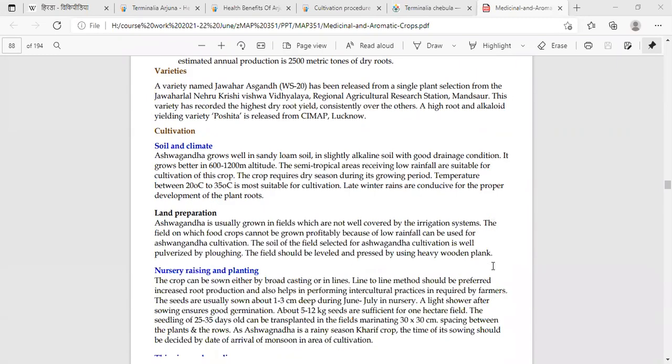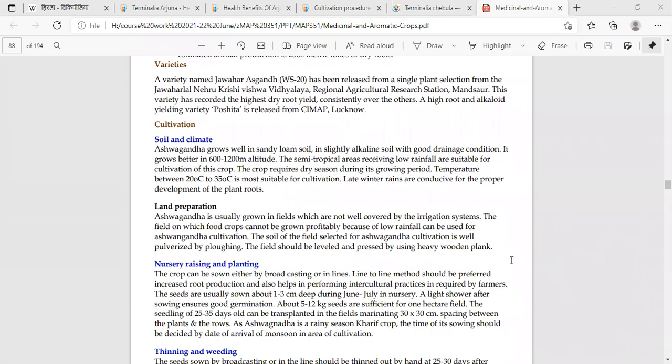Then cultivation practices, how this ashwagandha can be cultivated. So the soil and climatic requirement for ashwagandha: it grows well in a sandy loam soil, in slightly alkaline soil with good drainage condition. It grows better at 600 to 1200 meter altitude. The semi-tropical areas receiving low rainfall are suitable for cultivation of this crop. The crop requires a dry season during the growing period. Then a temperature between 20 degrees Celsius to 35 degrees Celsius is most suitable for the cultivation. Then late winter rains are conducive for the proper development of the plant roots. So this is the soil and climatic requirement for the cultivation of ashwagandha.